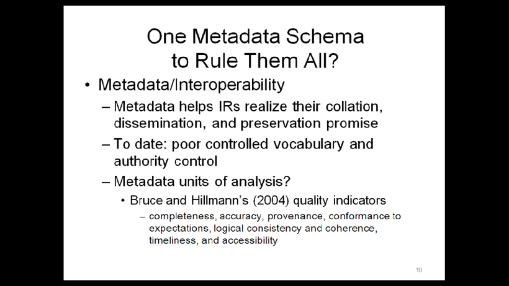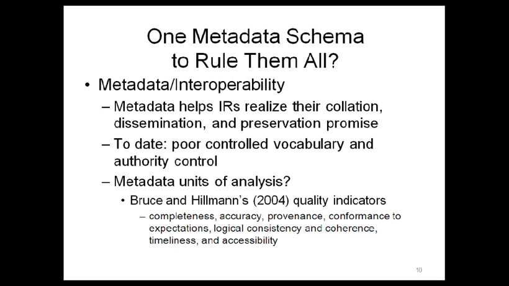And if we're going to talk about what the units of analysis should be around metadata, Bruce and Hillman in 2004 put forward a series of quality indicators which provide us with a bit of a structure that speaks a little bit to the quality of potential access. So those include completeness, accuracy, provenance, conformance to expectations of the user, logical consistency and coherence, timeliness, and accessibility. So that is a structure out there that we could use as a guideline to oversee our metadata schema.